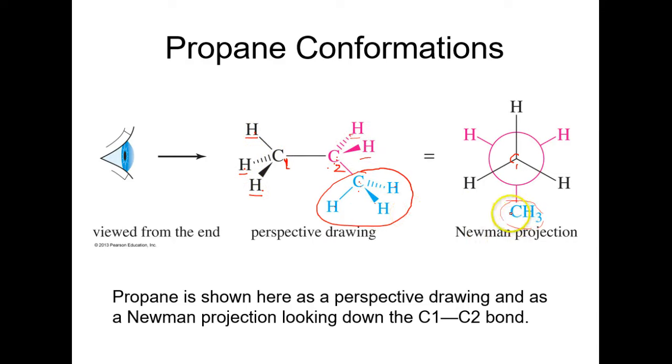Okay, so here's a Newman projection. This is the staggered conformation. This is the most energetically favorable conformation, because think about if we rotate this to the eclipsed and this methyl group is right near this hydrogen, you're going to have a lot of interactions there that's causing it to be high in energy. Okay, so let's see, propane is shown here as a perspective drawing.